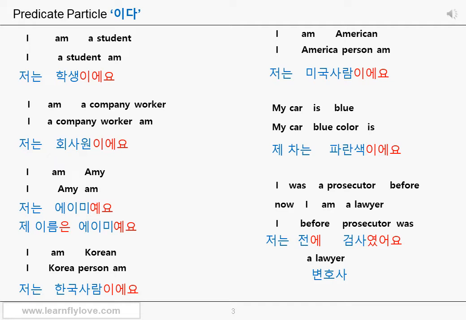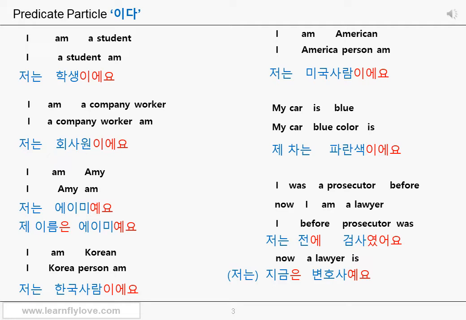Now, I am a lawyer. Let's see the Korean sentence right away. 지금은 변호사예요. Where is 저는? Of course, you can say 저는 again, but it's omitted here because the listener or the audience already know that you are talking about yourself.